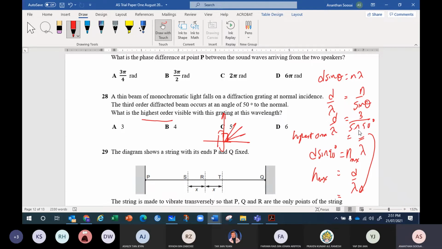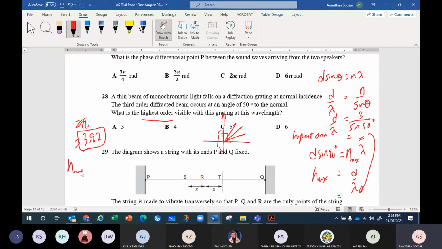What do you get? Check for me, 3 over sine 50. Anybody? 3.92. Okay, yeah, so 3.92.